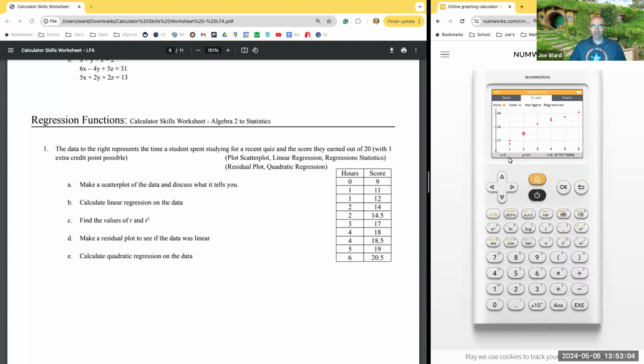Now it says calculate the linear regression on the data. So what you do is you go over to regression here. And you say, well, I want linear regression. So I like a plus bx. You can use mx plus b. I'm going to use a plus bx. Hit enter, and it puts it right on there for you. If I go right and left, I'm still in the points. If I go up or down, I can get to the line. So now I'm on the line.